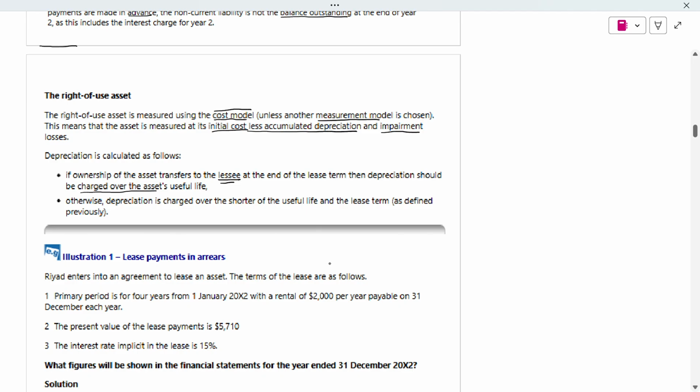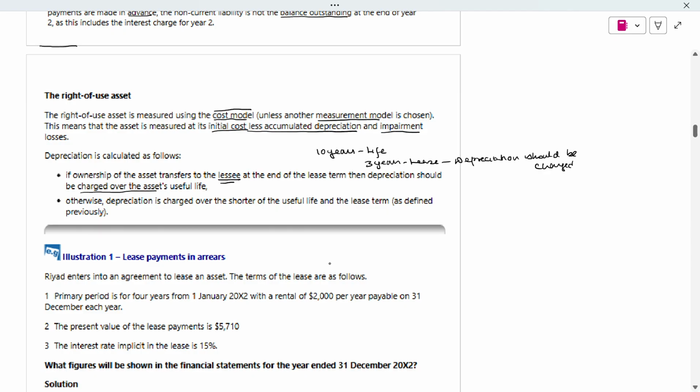In one of the questions they say, what is the life? The life is going to be 10 years. But for how many years have we taken the lease? We have taken the lease for 3 years. For these 3 years, you should charge depreciation.